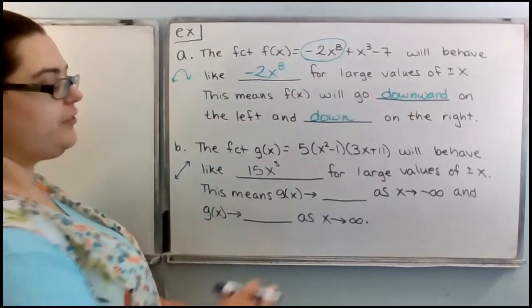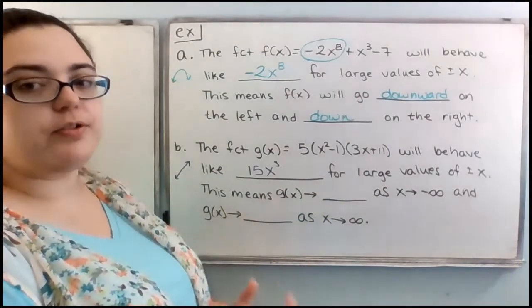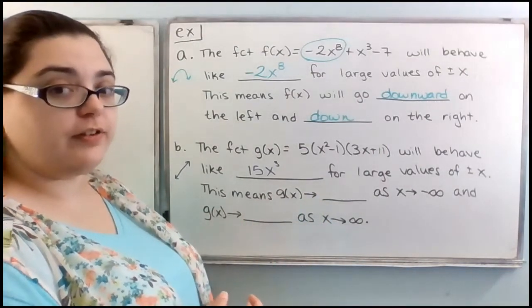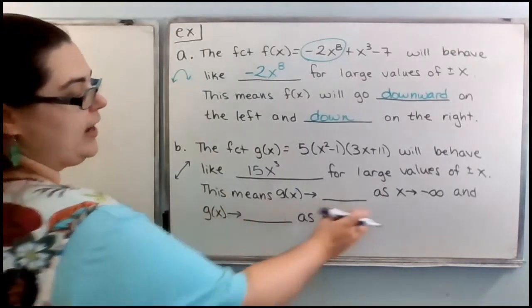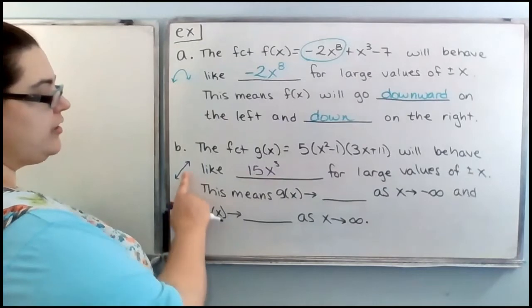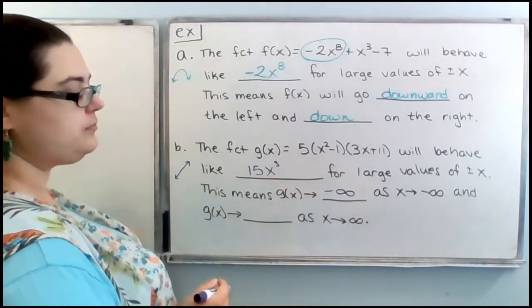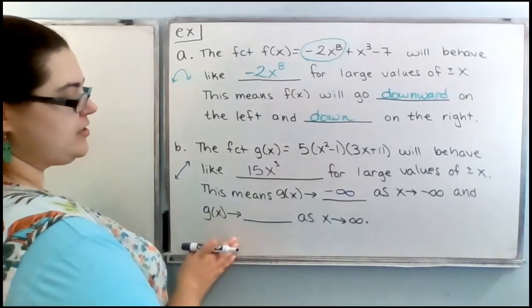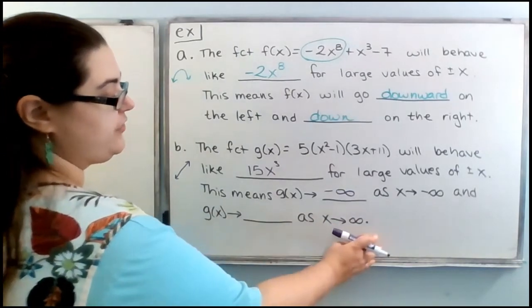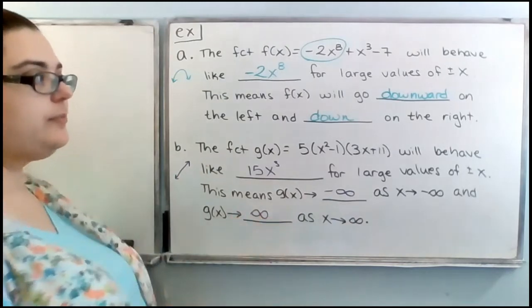So now we have a different notation. Instead of stating the direction of up or down, we need to state whether it goes towards positive infinity or negative infinity. So as x goes to negative infinity, as we move to the left, this function is also going towards negative infinity. Then as x goes to positive infinity, our function is also going to go to positive infinity.